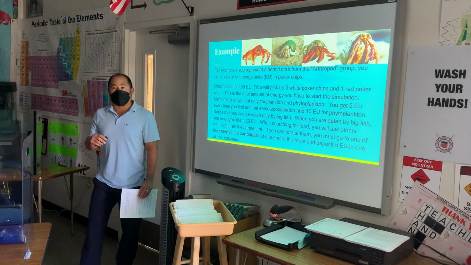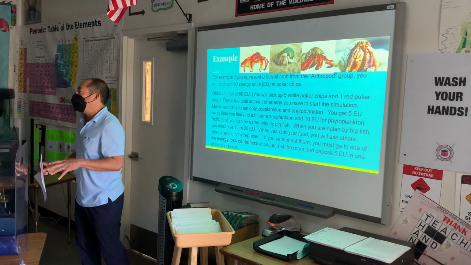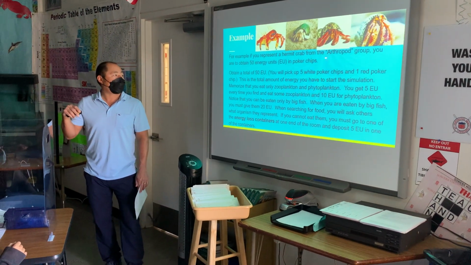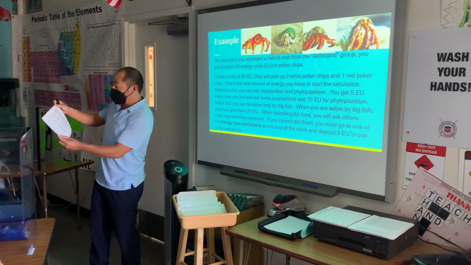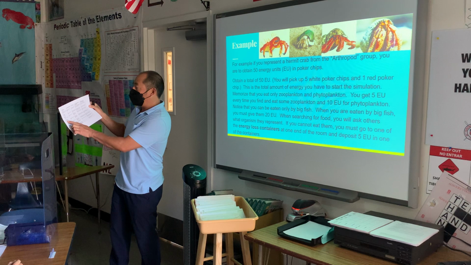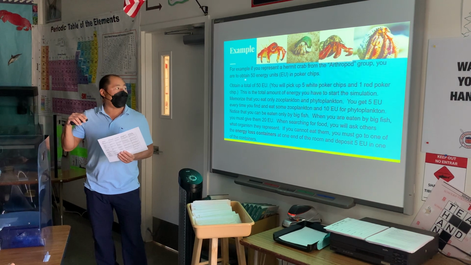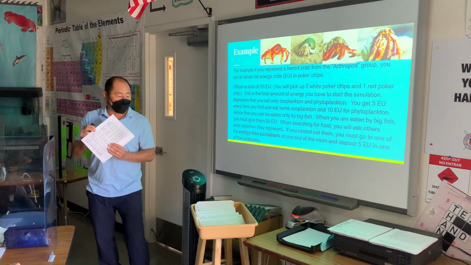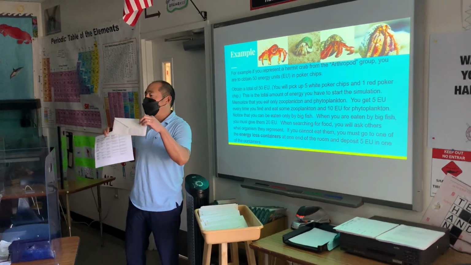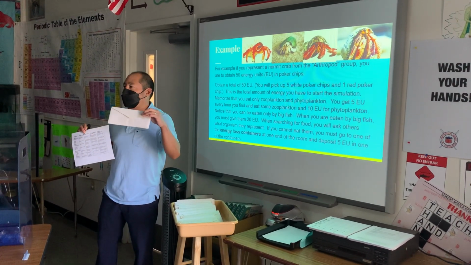All right, so let's do a hermit crab example. Let's pretend you were lucky enough to pull out a hermit crab for your organism. So you're going to represent a hermit crab for this simulation, and that is a member of the arthropod group. If you're a hermit crab, take a look at the chart. Hermit crab is kind of in the middle area, underneath arthropods: hermit crab, or mantis shrimp. It says you are to obtain 50 energy units in poker chips. So in your envelope, you should have chips that add up to 50 energy units. Before we start, you want to secretly check that to make sure you have the correct amount of energy.